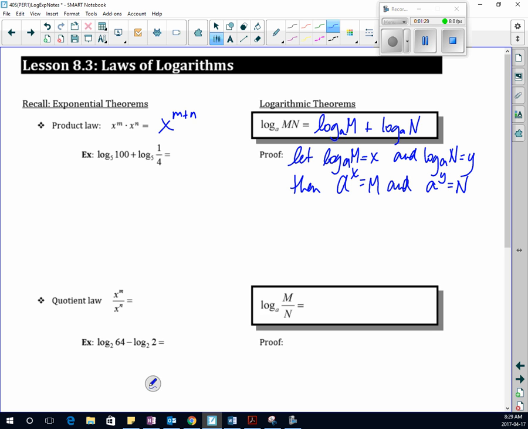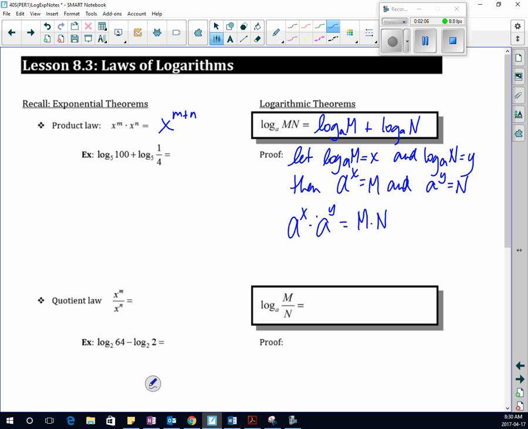So now I'm going to multiply a to the power x times a to the power y. Do you see that would be m times n? Yes? Look what I did. I took a to the power x, and that's m, and a to the power y. Oh, that should be an a, sorry. A to the power y is n, and so that becomes the two multiplied together.